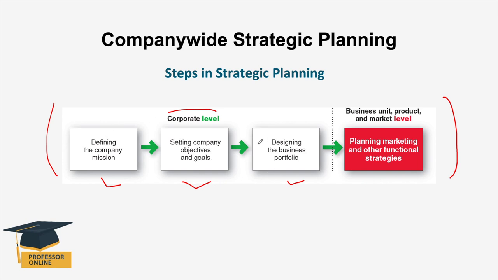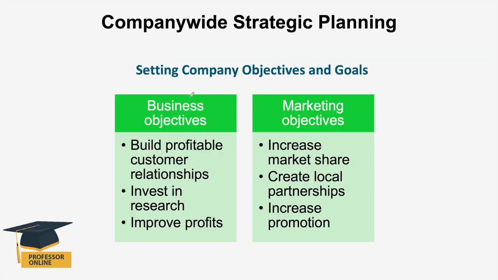Now, as an operational marketer, you will be focused on this particular step, which is actually a product and marketing level or a market level step in which you plan marketing and functional strategies, and then you implement that. So we will be focusing primarily on this particular step, and I will be skimming through these three different points. Very quickly, you have to align business objectives with marketing objectives.